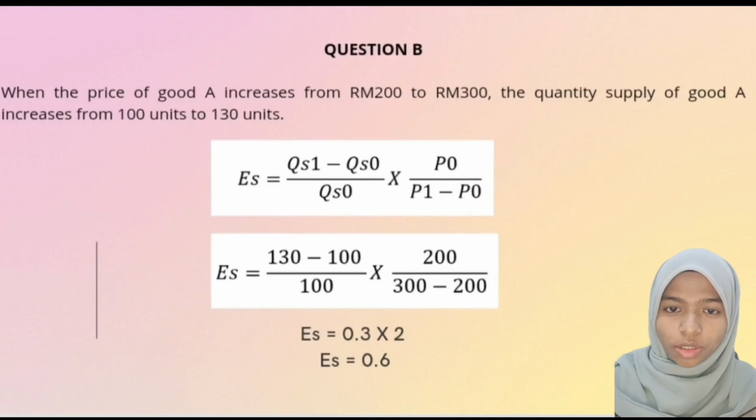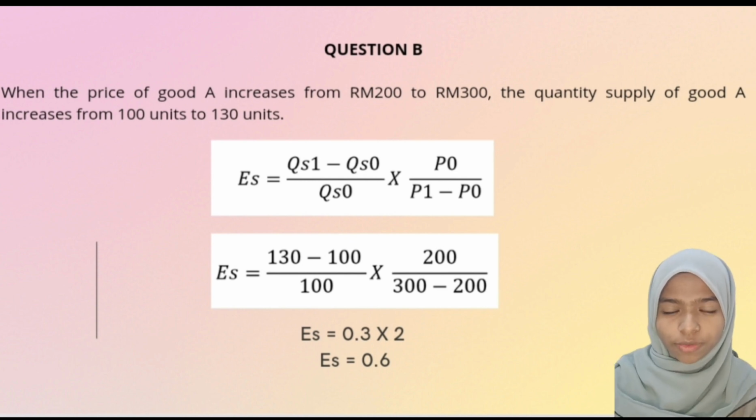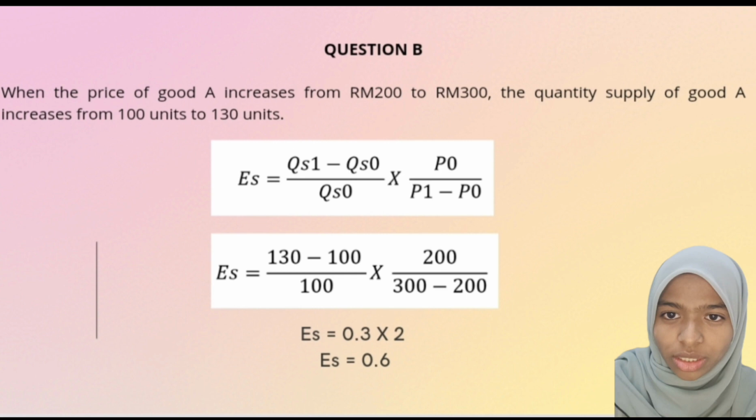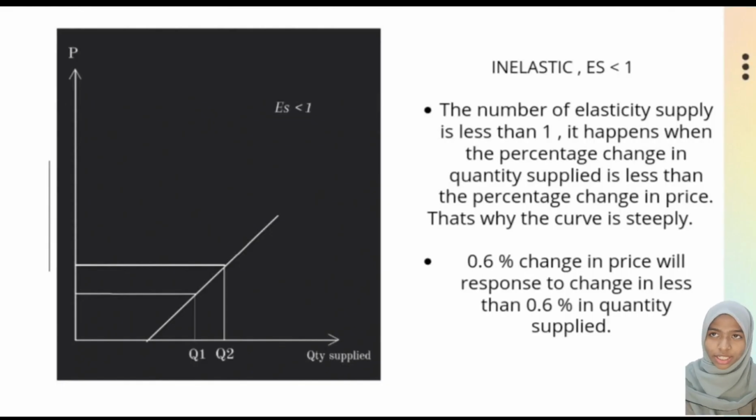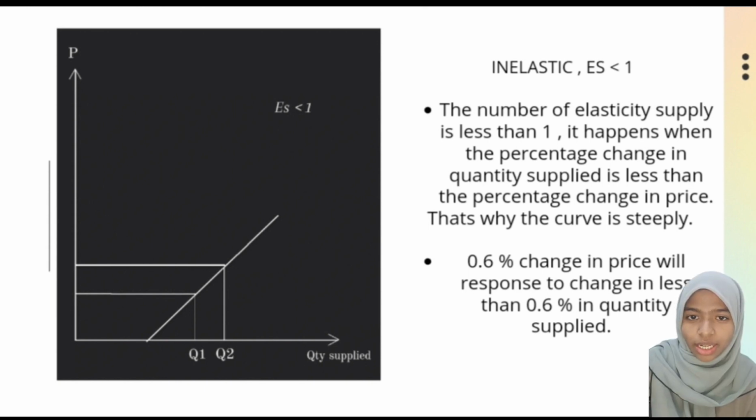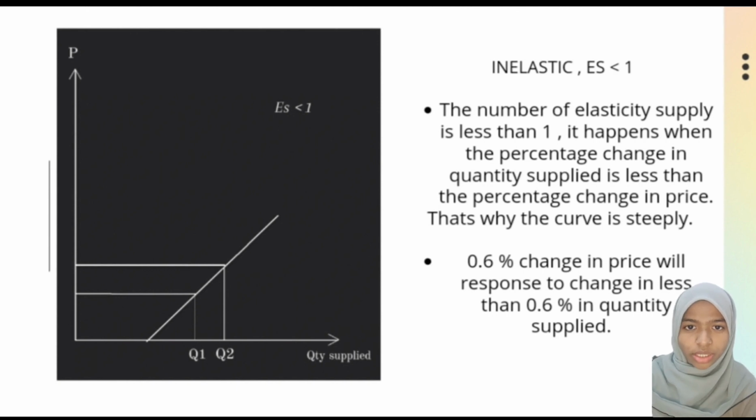Question B, when the price of good A increases from 200 to 300, the quantity supplied of good A increases from 100 units to 300 units. So the answer for question B is 0.6. You can see the slide, this is the case for question B. The answer is inelastic, which is ES less than 1. The elasticity of supply is less than 1. It happens when the percentage change in quantity supplied is less than the percentage change in price. That's why the curve is steeper. A 1% change in price will lead to a change of less than 0.6% in quantity supplied.